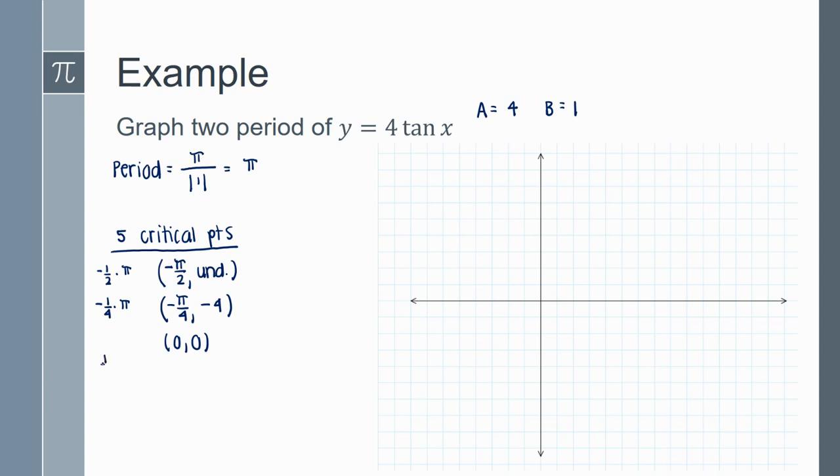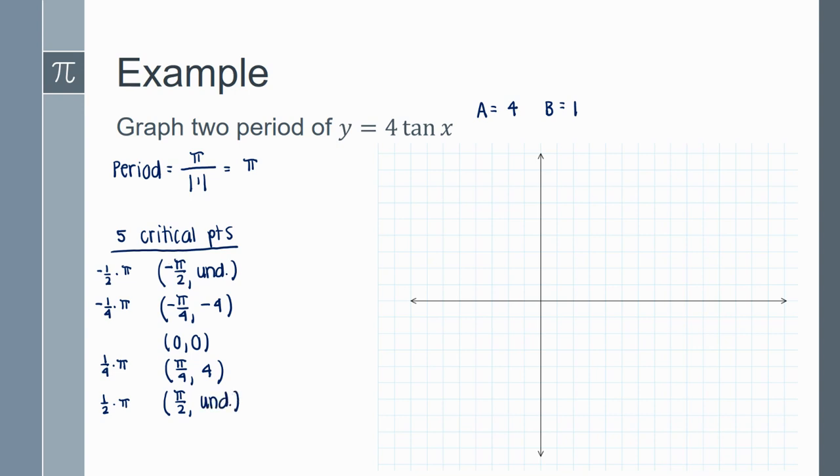And now we're moving to the right side of that axis. So now it's a fourth of that period. So it's positive pi over 4. And then I want the value for A, so 4. And then finally, we want half of the period. So half of pi would be pi over 2, and that's where we're back to being undefined.